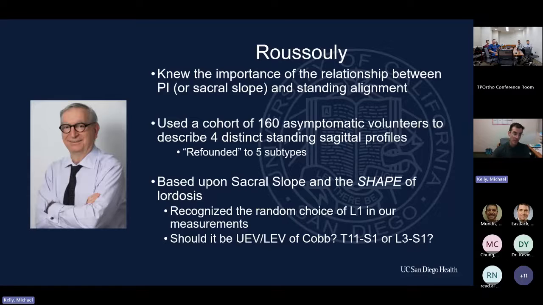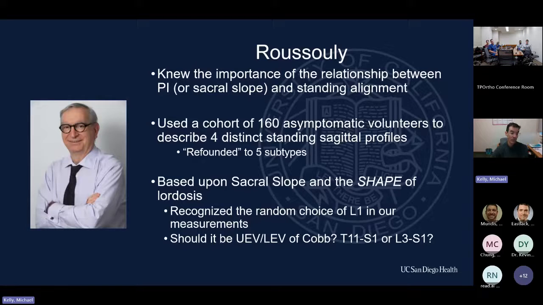Around the same time, Roussouly was promoting his concept of understanding the importance of the relationship between pelvic incidence and, in his hands, sacral slope, right, and standing alignment, and that the sacral slope is related to a certain spinal shape. He described 4 distinct spinal shapes that later became 5 from only 160 asymptomatic volunteers. And one of the really important things that he espouses is that it's really random. It makes me think of Good Will Hunting, right?